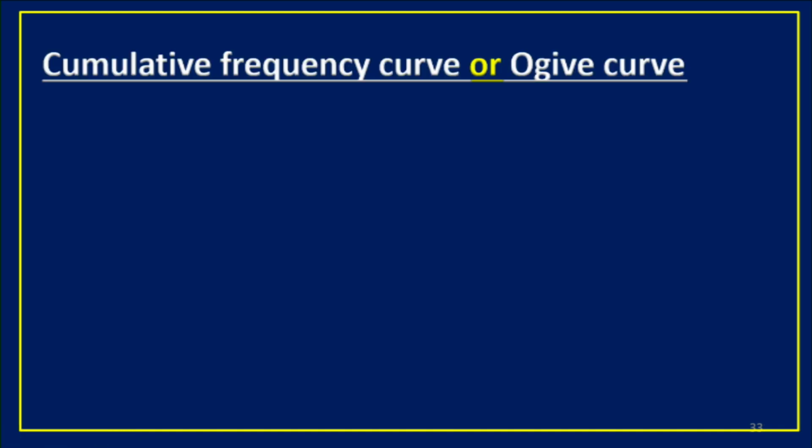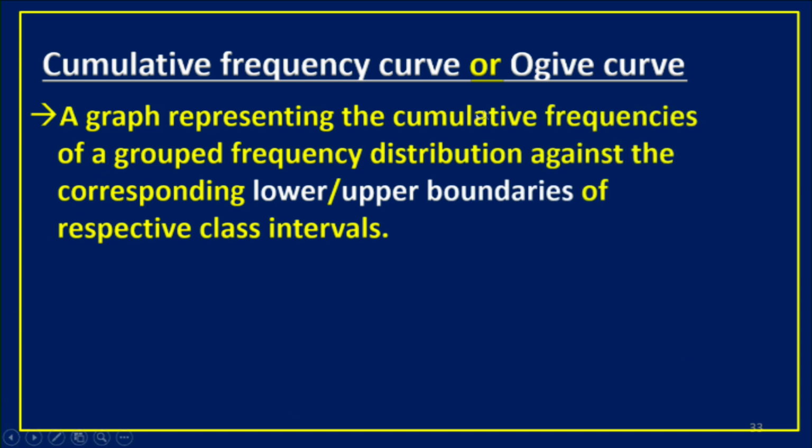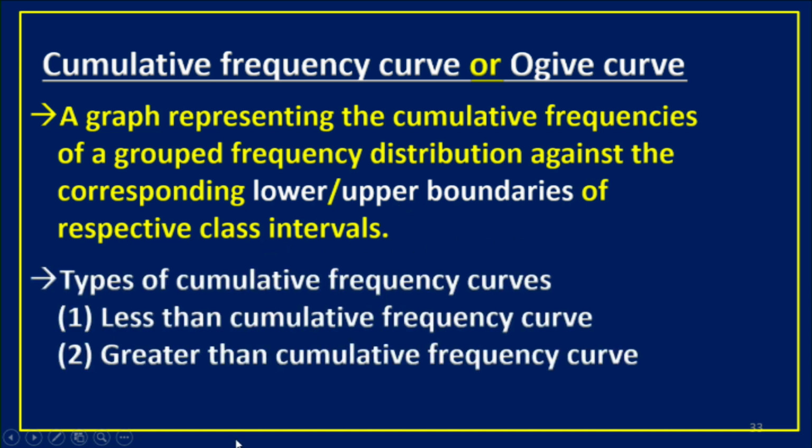Let us understand the cumulative frequency curve, or we can say OG curve. It is a graph representing the cumulative frequencies of a grouped frequency distribution against the corresponding lower or upper boundaries of respective class intervals. We have two types of cumulative frequency curves. First one, less than cumulative frequency curve. Second one, greater than cumulative frequency curve.